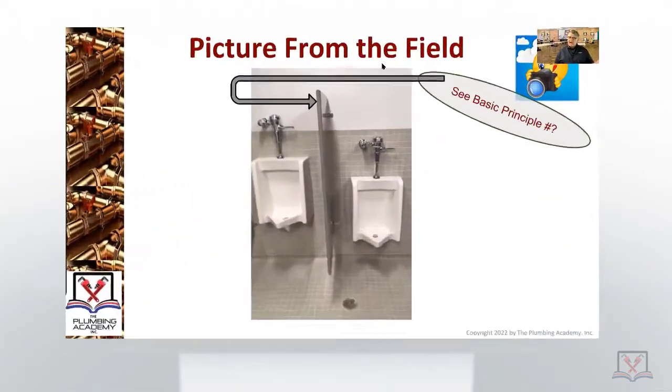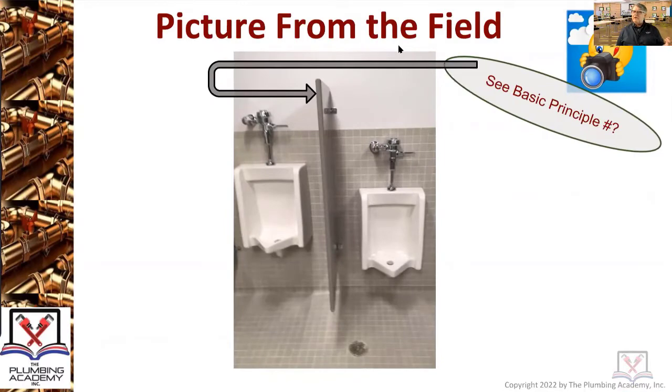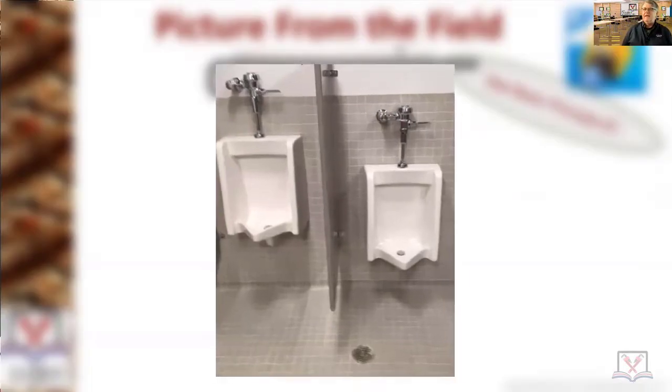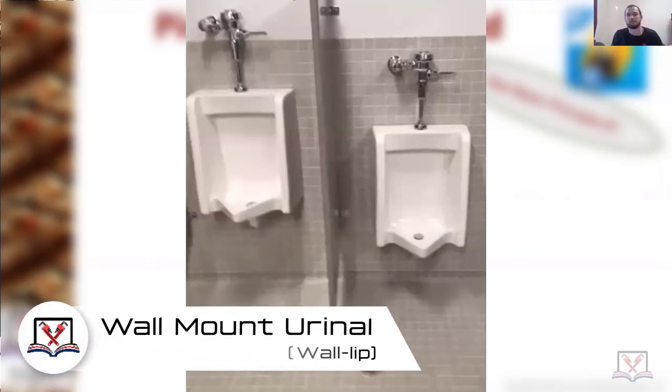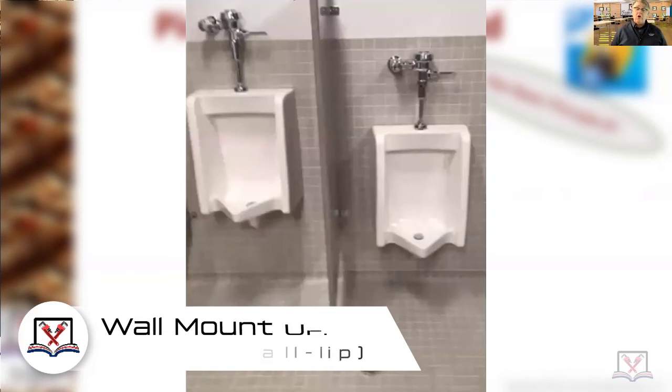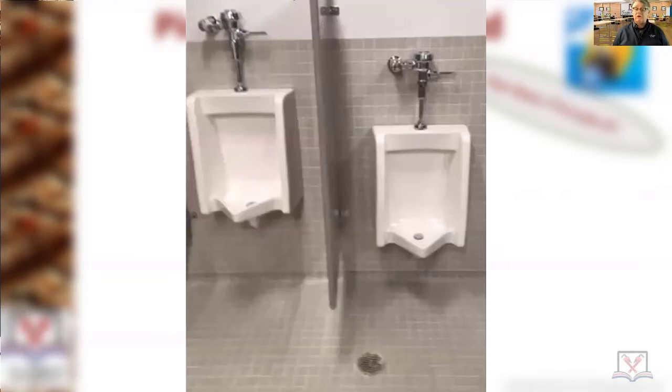What type of urinals again? I forget from slide to slide. These are two what urinals? Wall lit. Yep. Those are two wall lip urinals. One is at a handicap height. The other one is at a regular height. You should know what the roughing heights are as you're looking at them.